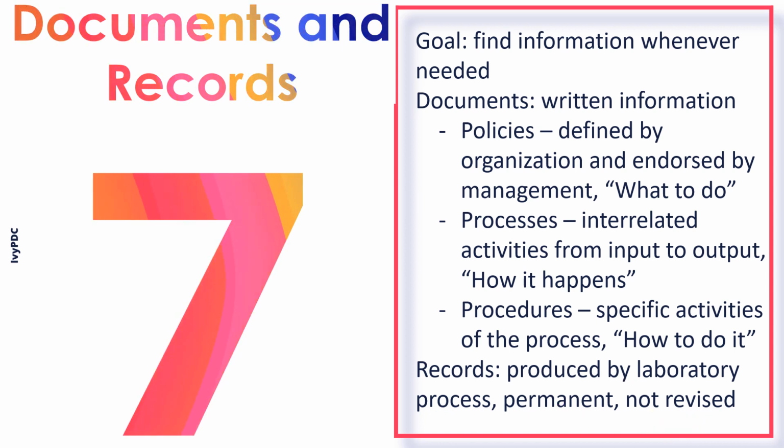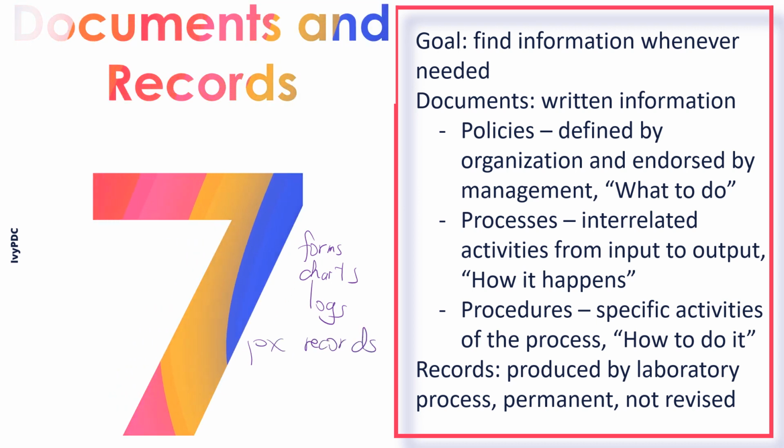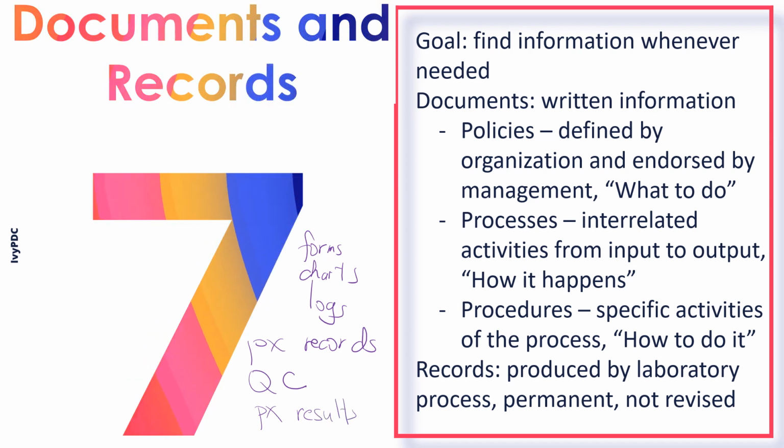Examples of records in the laboratory would be the completed forms that we have used in the laboratory, also charts that we have used, sample logs, and patient records. What else? We also have quality control information and of course the patient results or patient reports. These are all types of records.